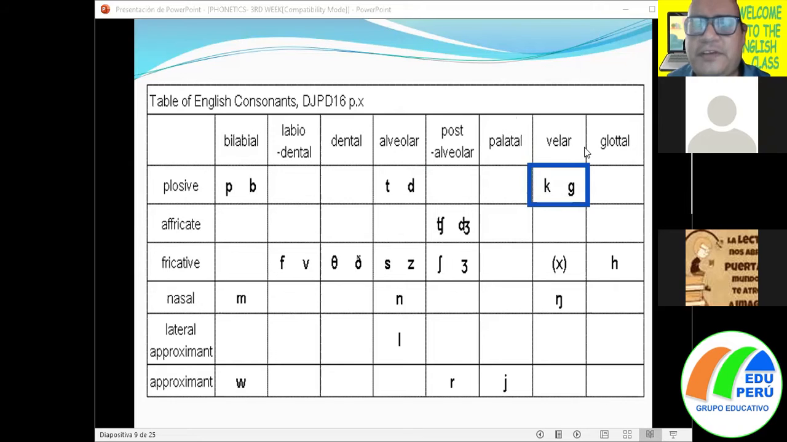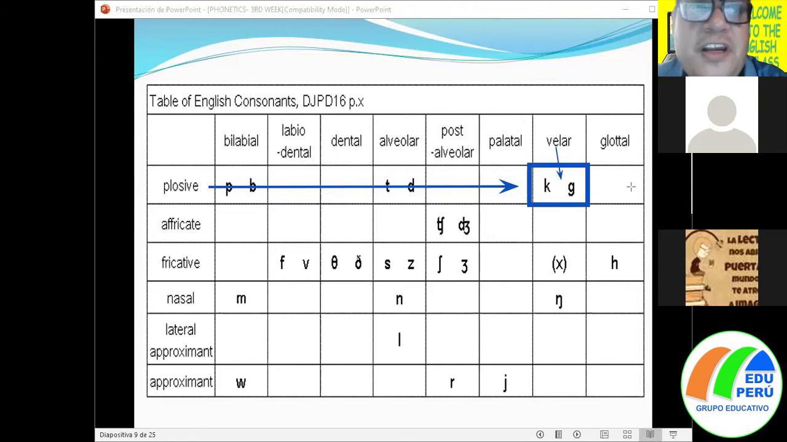So we have now the velar sounds. Here we have the sound k. Notice these are plosive, and also they are velar. Plosive, velar. Why velar? Because they are produced in the velum, in the soft palate, the back part of your mouth. So we call that soft palate or velum. That's why we call them velar sounds. So these are velar sounds, and also they are plosive. So these sounds are k, g, k, g.